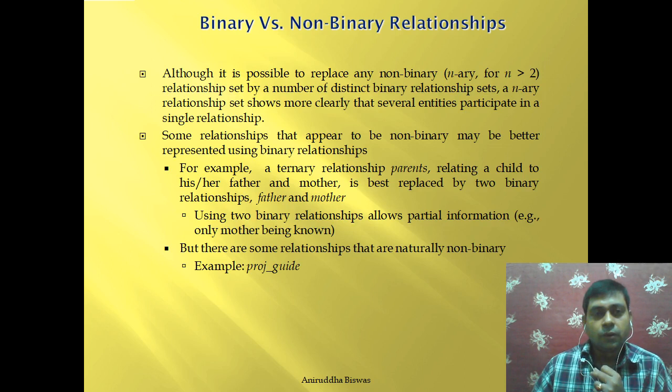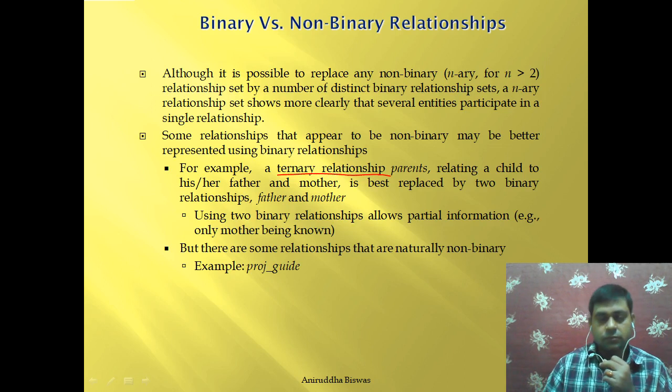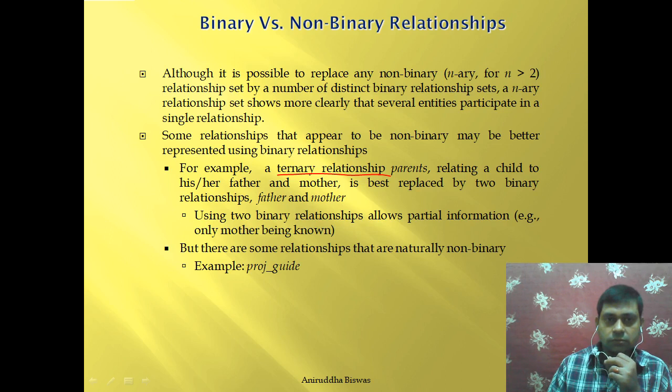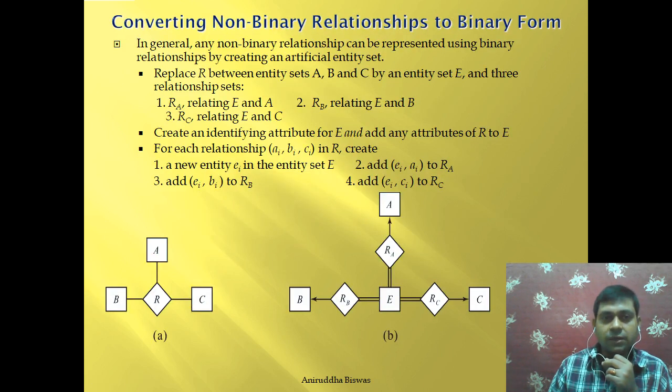Okay, so binary versus non-binary relationship. That means if there are more than two entities connected to each other, that is called a ternary relationship, which we can convert into binary for simplicity. Here our main concern is that if we can convert ternary or quaternary relationships into binary ones, then that could be easily understandable. So how can we convert non-binary relationships to binary forms?